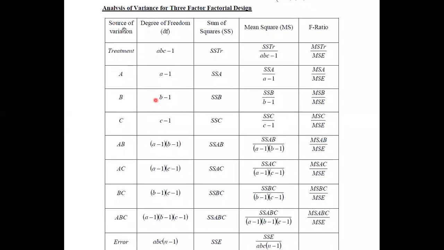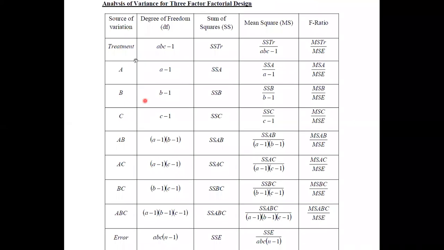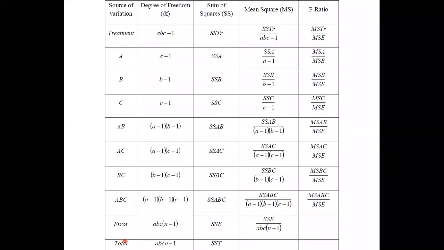Now you can see the source of variation here. You can see the treatment, and the treatment has now been elaborated using the main effects, two-way interactions, then the three-way interaction, and then error and total are included. Since we have a times b times c treatments, the degrees of freedom for treatment would be abc minus 1. Since we have a levels of factor A, we take a minus 1. Similarly for B and C, b minus 1 and c minus 1 will be taken.